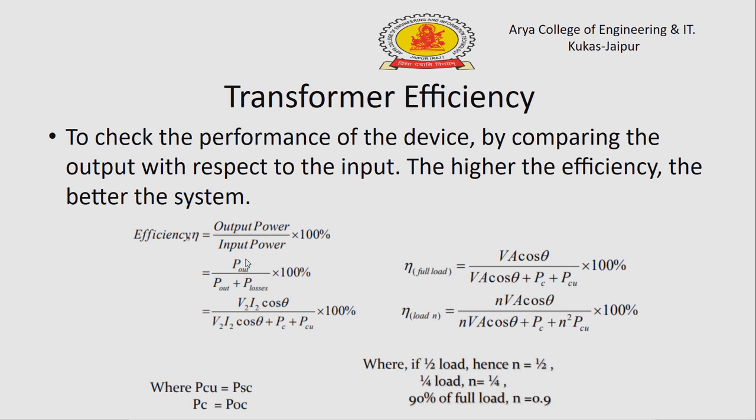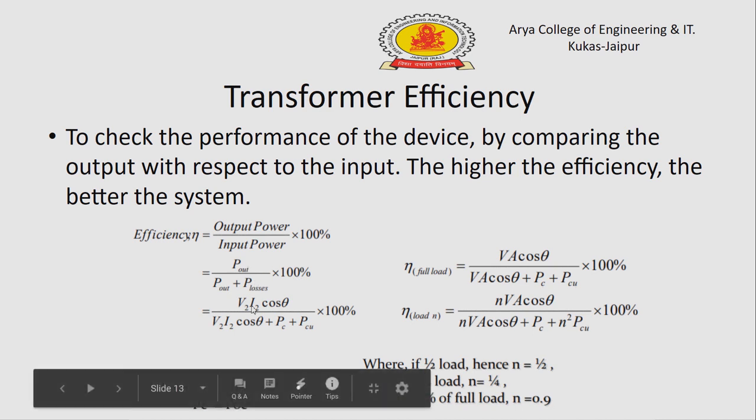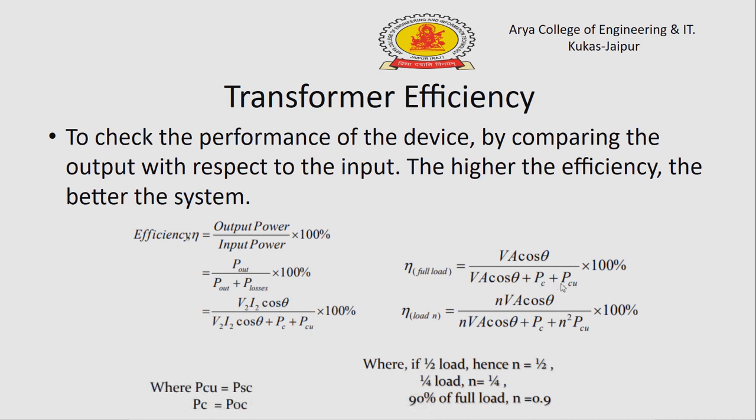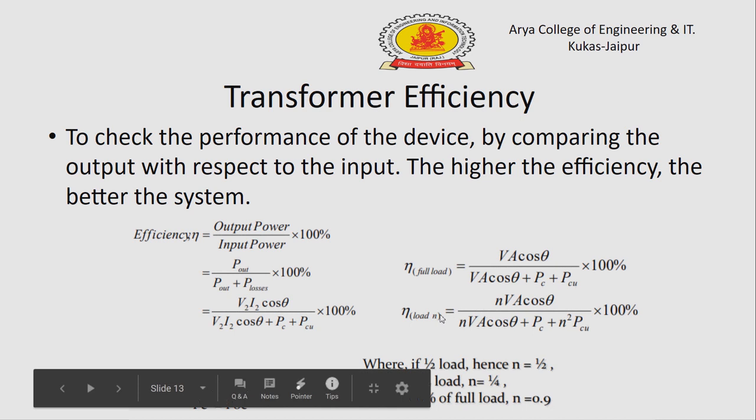We can express the efficiency from the formula as P out upon P out plus P losses multiplied by 100%, and P out equal to V2 I2 cos theta, upon V2 I2 cos theta plus PC plus PCU. PC is the core loss and PCU is the copper loss, into 100%. Now the efficiency at full load equals VA cos theta upon VA cos theta plus PC plus PCU into 100%. And the efficiency at n fraction of load is n into VA cos theta upon n into VA cos theta plus PC plus n square PCU into 100%.